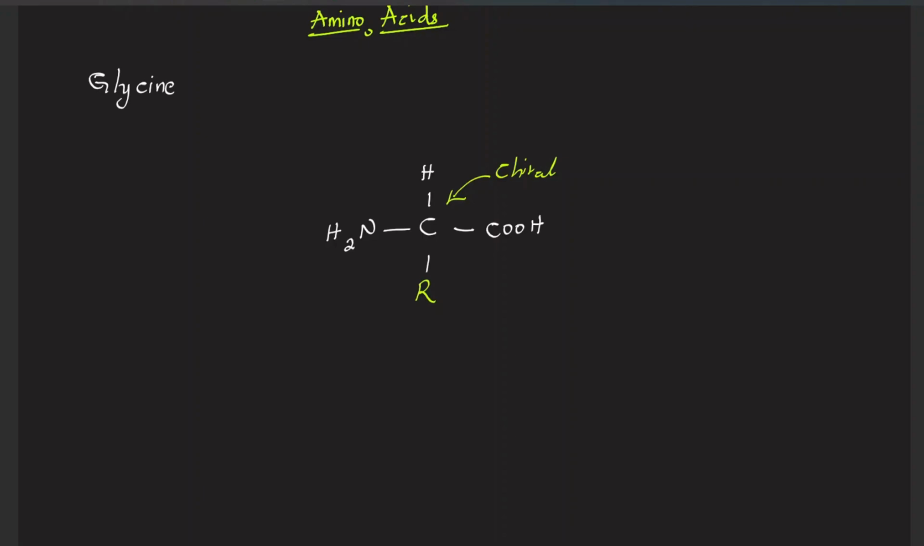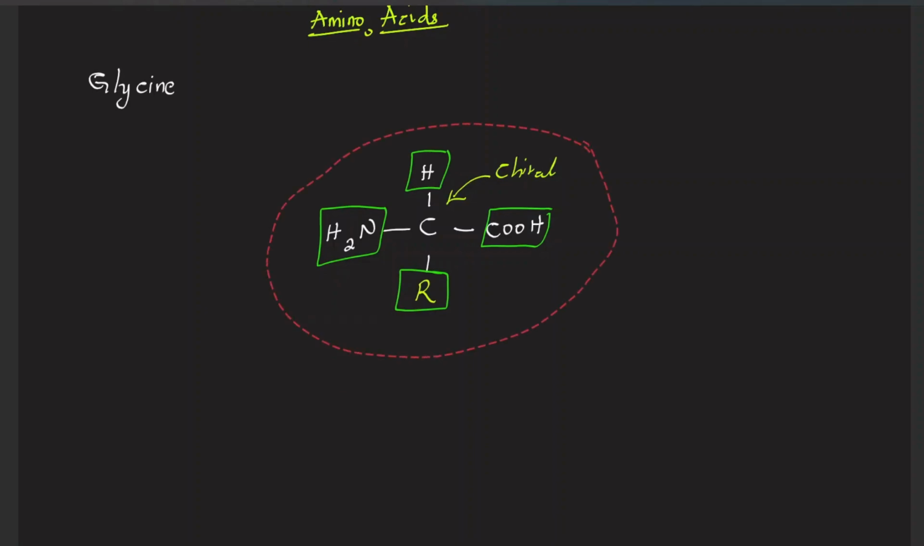What this means is that it's attached to 4 different groups. So we see this group, that group, this, and then the R group. These are 4 different groups attached to the chiral center, which is the carbon. Glycine is the only exception, that is achiral. So let's keep that in mind. All right, with that said, let's get back to the structure for glycine.